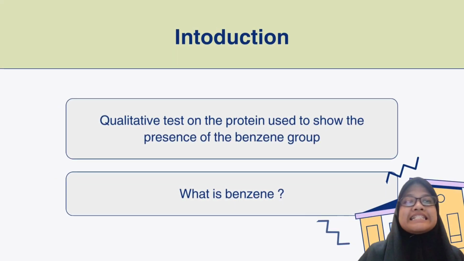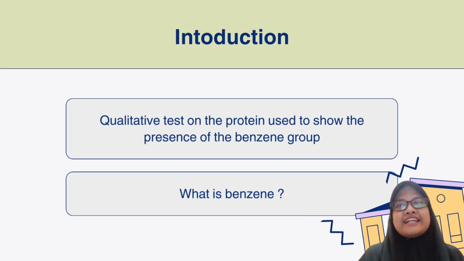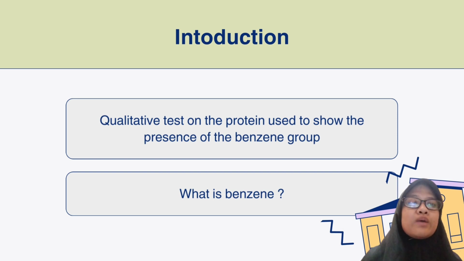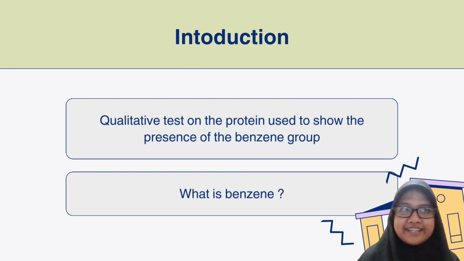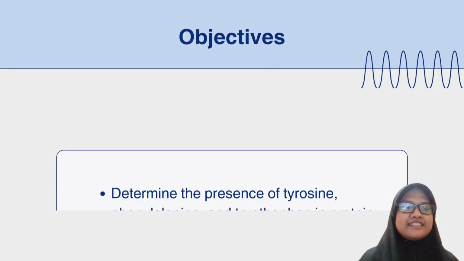So, what is Xanthoprotein? Xanthoprotein is a qualitative test on the protein used to show the presence of the benzene group. And what is benzene? We can say that benzene is a cyclic compound formed of 6 carbon atoms bonded in a ring. This compound is nonpolar, colorless, flammable, and insoluble in water, but soluble in sulfur.